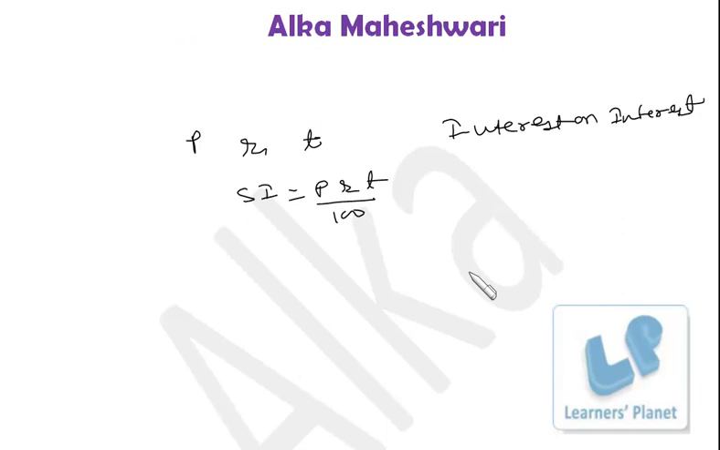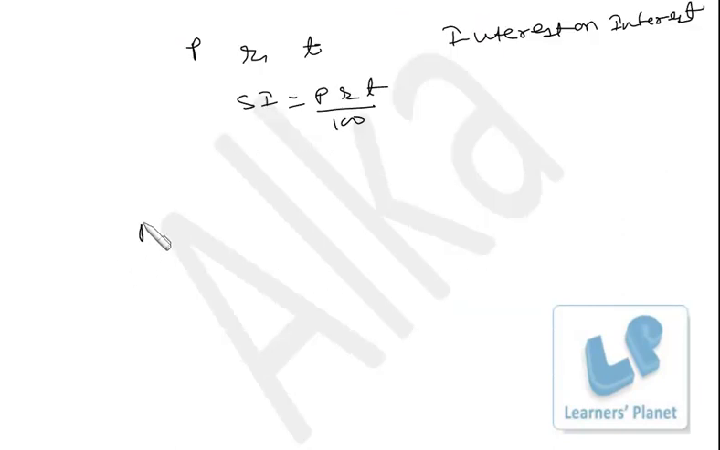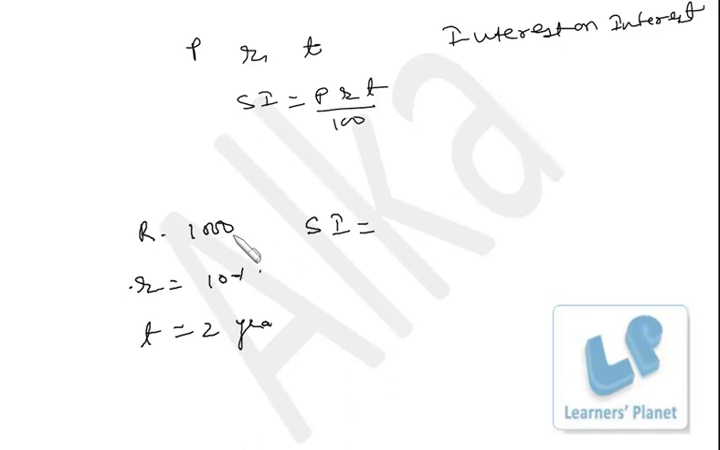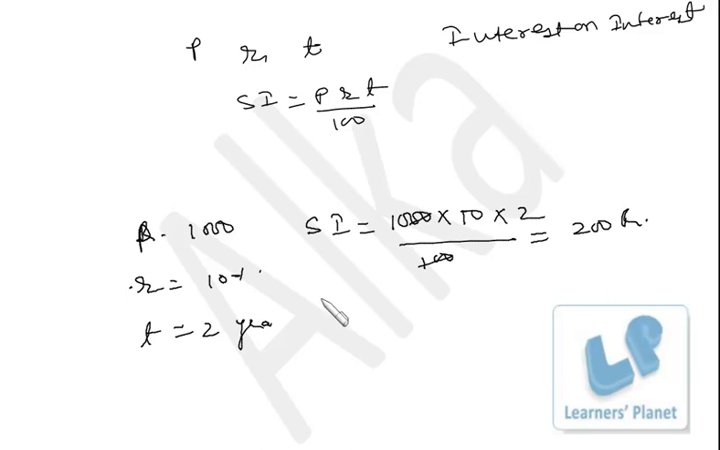Now what happens? Suppose you have any amount, suppose rupees 100 or maybe rupees 1000. Rate of interest is, suppose, 10% per annum and time is 2 years. Now in case of simple interest, what would happen? Principal 1000, rate of interest 10, time 2 years, divided by 100. So total it is 200 rupees. That means simple interest on 1000 rupees for 2 years is 200 rupees.